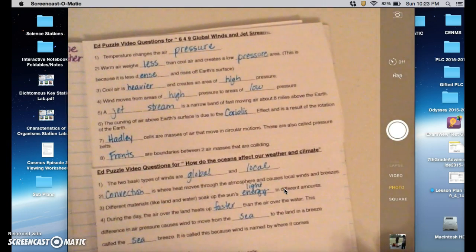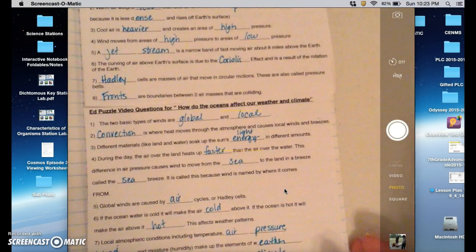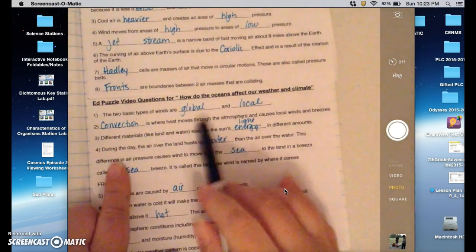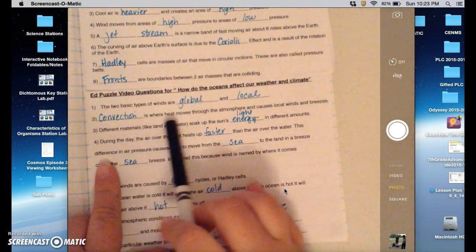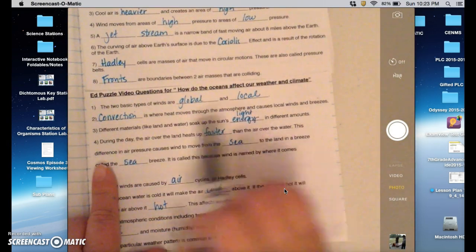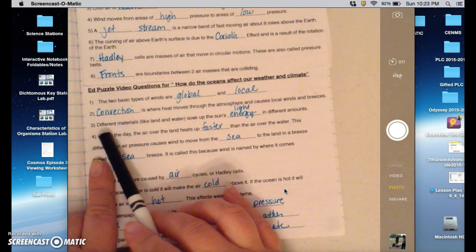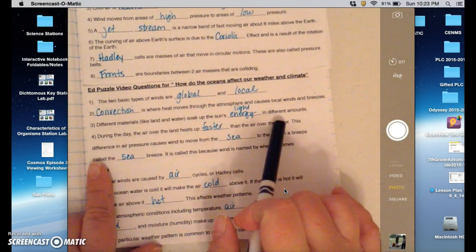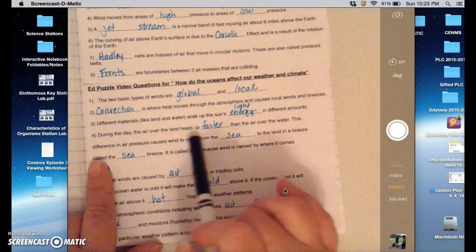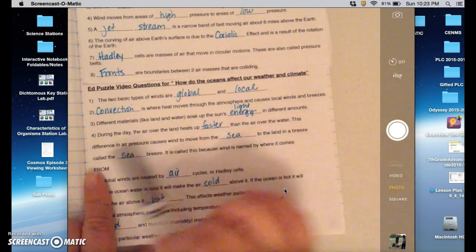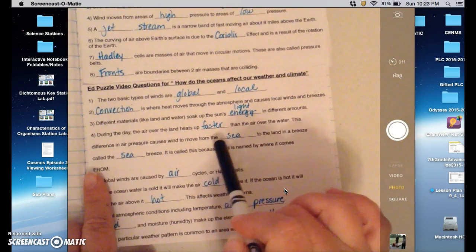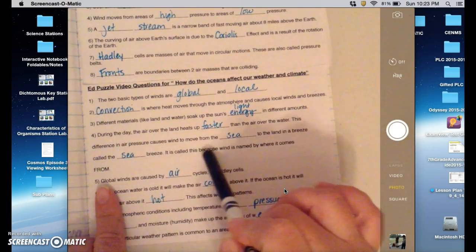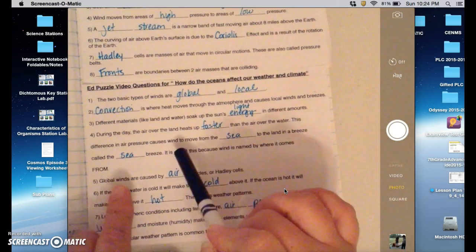Okay, to the next EdPuzzle video, how do oceans affect our weather and climate? The two basic types of winds are global and local winds. Convection is where heat moves through the atmosphere and causes local winds and breezes. Number 3, different materials like land and water soak up the sun's light energy in different amounts. During the day, the air over the land heats up faster than the air over the water. This difference in air pressure causes wind to move from the sea to the land in a breeze called a sea breeze. It's called this because wind is named by where it comes from.